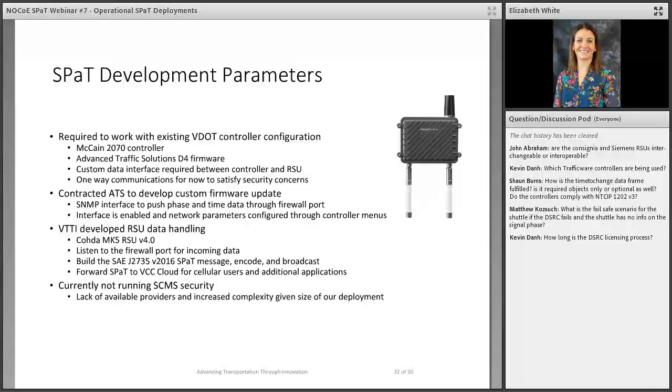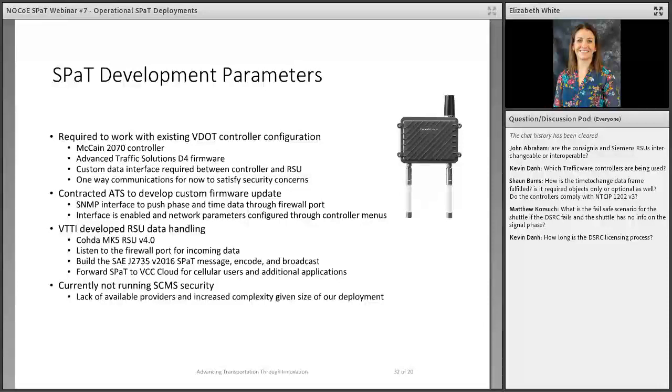So just to clarify, we're only going one way with the information right now. So data is coming out of the controller, so we can then use it on the RSU and the cloud after that. We're currently running version 4 of the RSU software. From a SPaT perspective, the RSU is set up to listen to the firewall port for any incoming data. And when we do get the data, we receive it and then convert it into the J2735 version 2016 SPaT message standard. So basically, VDOT is sending us the raw timing and phase data, and then we decide how to build it, encode it, and broadcast it once we receive it.